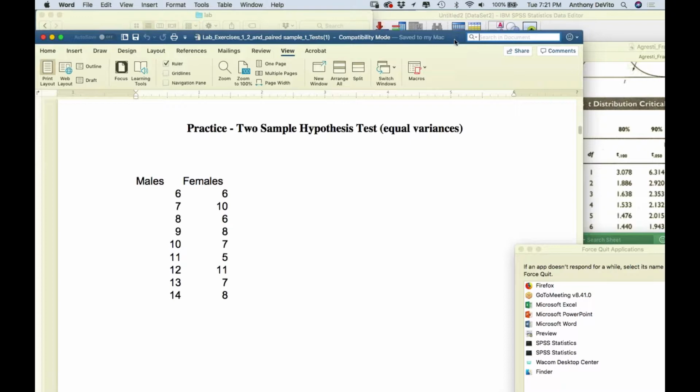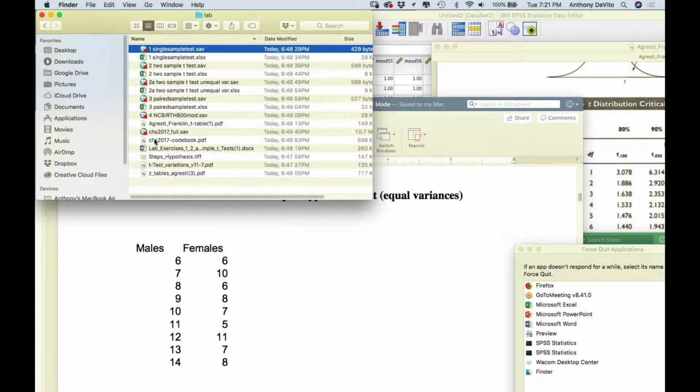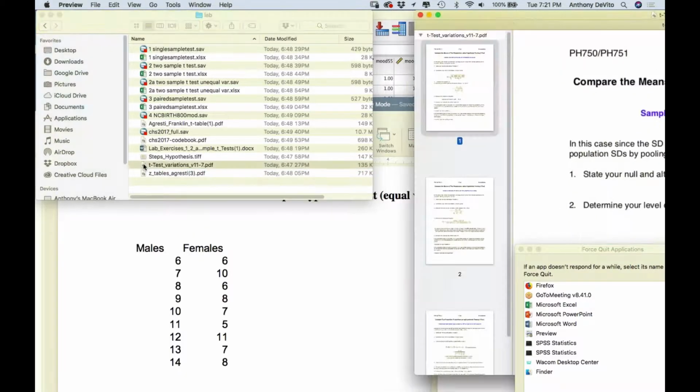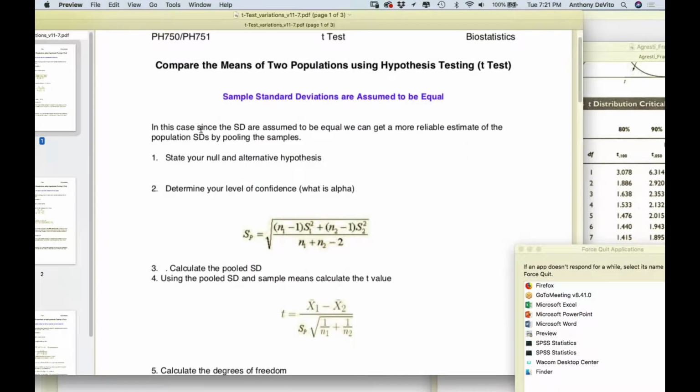So there's a sheet on Blackboard which discusses the various situations you might find yourself in, the variations of the t-test that you might wind up encountering. Okay, so here's the first variation. The standard deviations of the 2 samples that you take are assumed to be equal. What do you do when you assume them to be equal?